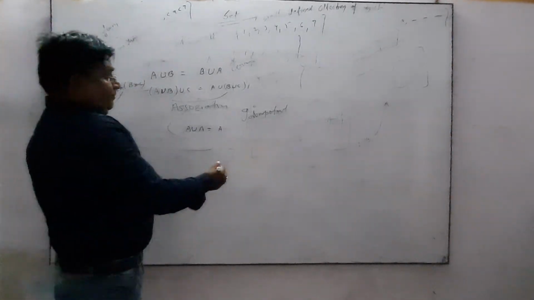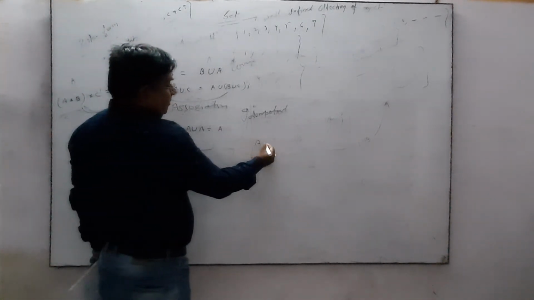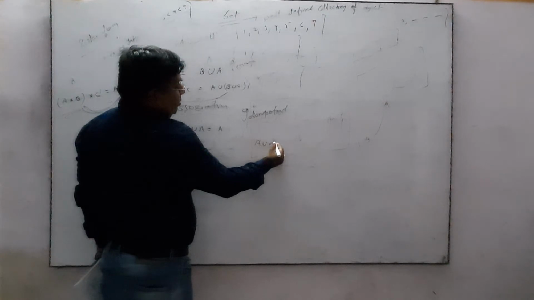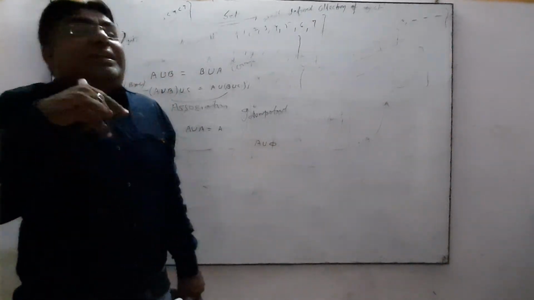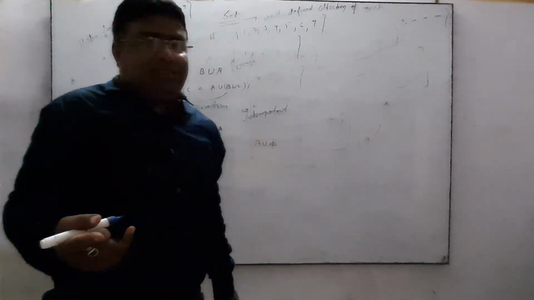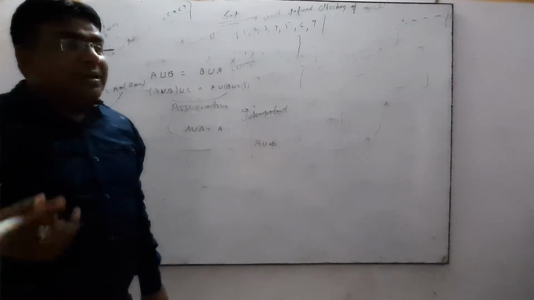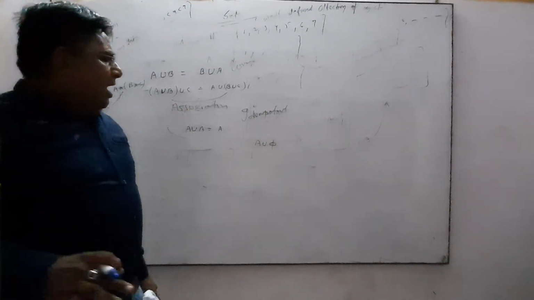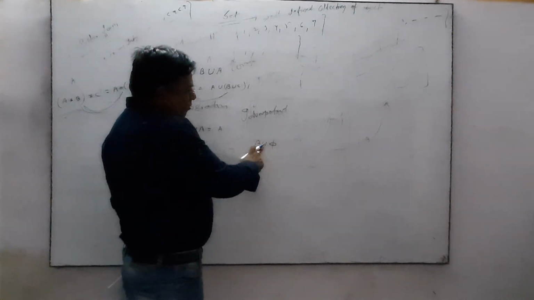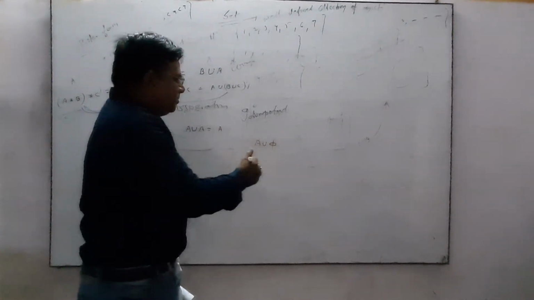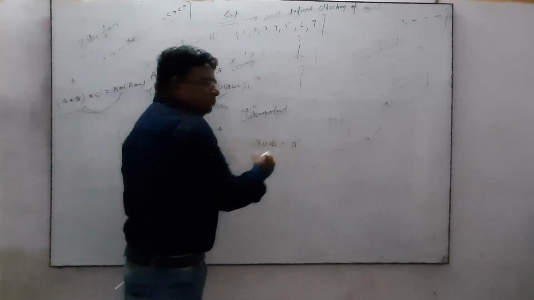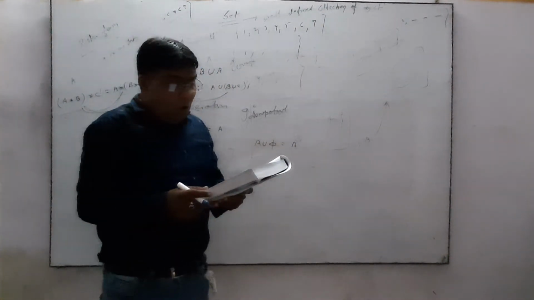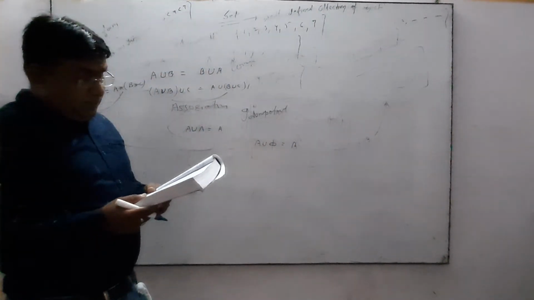But if you take the union of any set A with the empty set, you know student, the null set, the empty set, that means no element of A. If you take the union of a set with the empty set, what will come? This is A. That means this is the identity law, right?